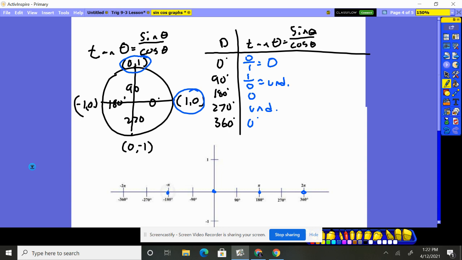So we're going to get zeros here and here and here. And you would also get them here at -180, -360. But at the 90s, the 270s, you can't touch it. What it ends up being, asymptotes.